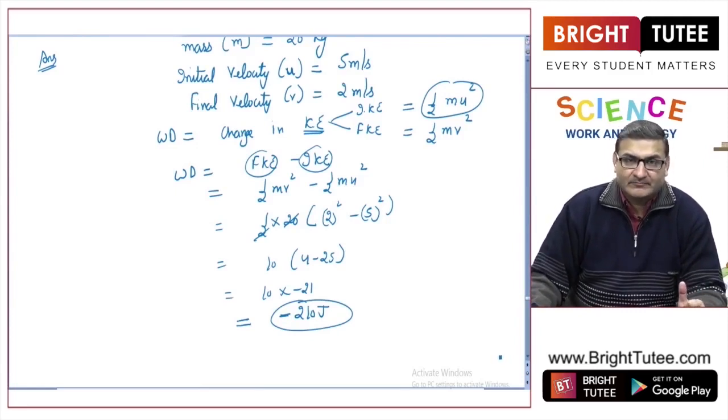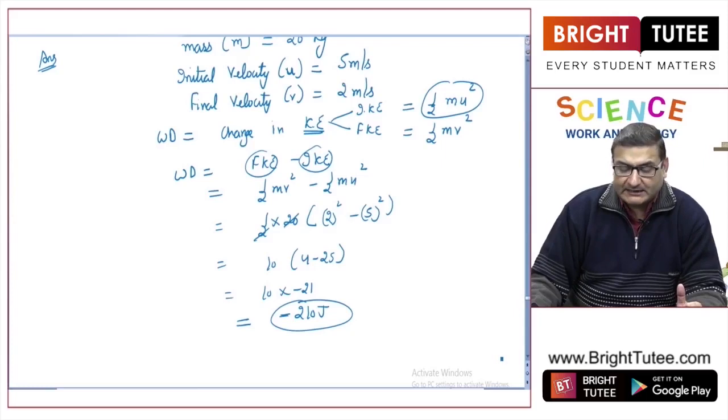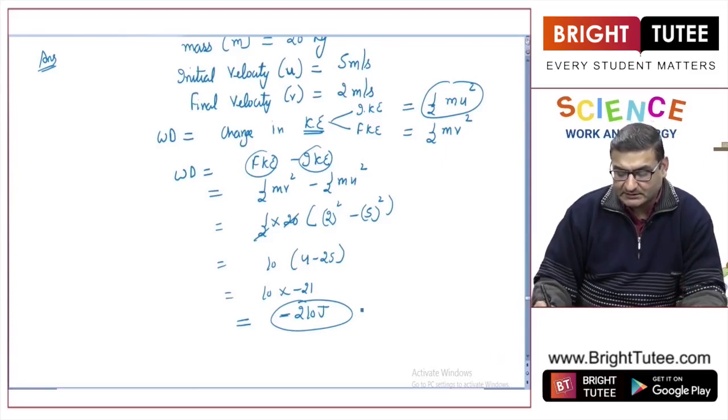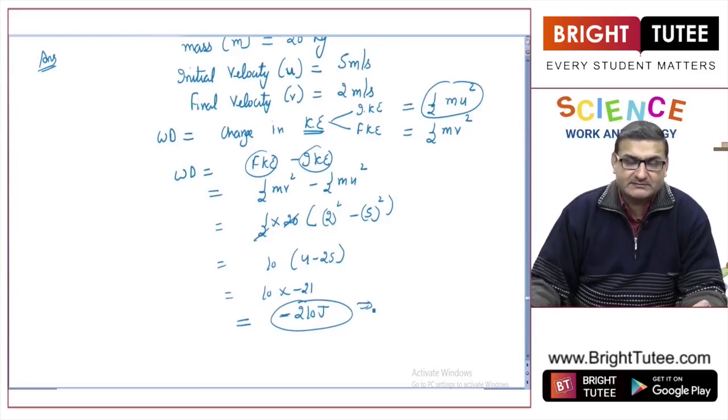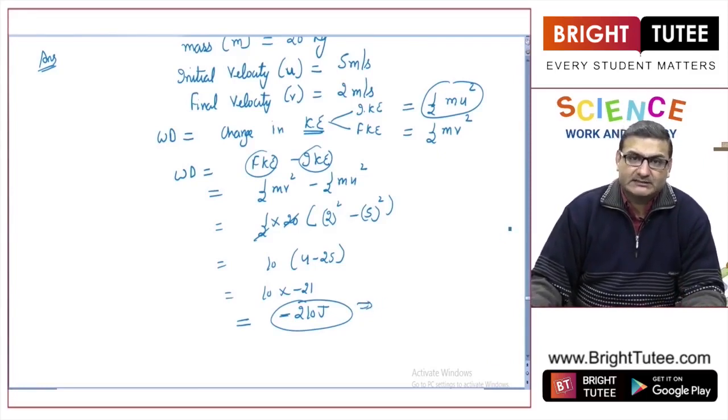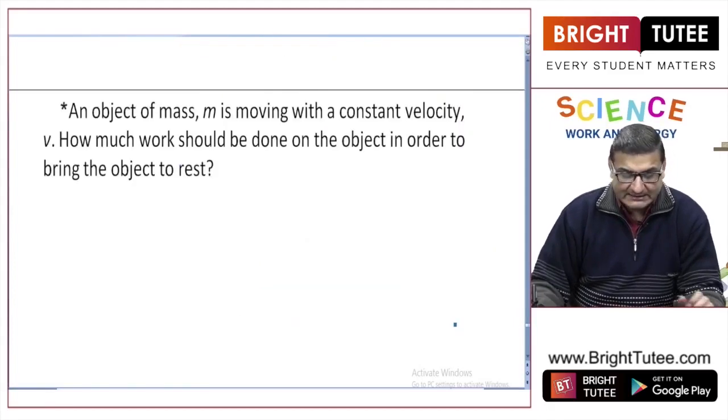Now, this minus sign relates that this is the work done in retarding, in slowing down. The force is acting in the opposite direction. Got it? So this is the work done in reducing the speed of the object from 5 meter per second to 2 meter per second. Clear? Let us see the next question.